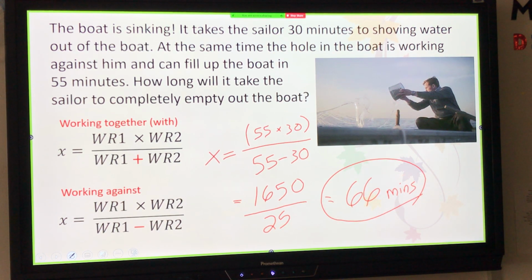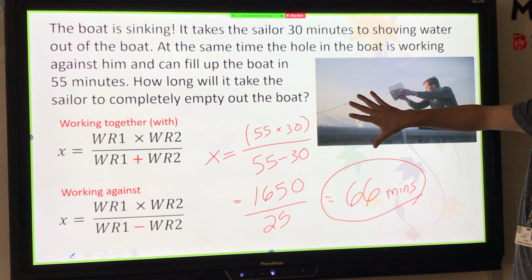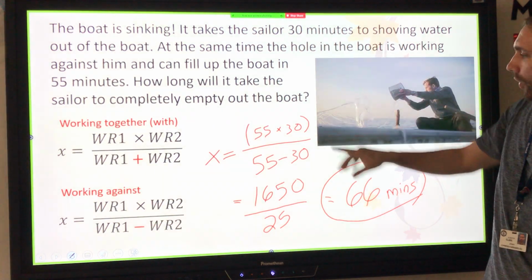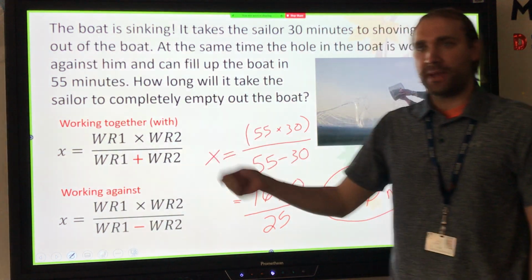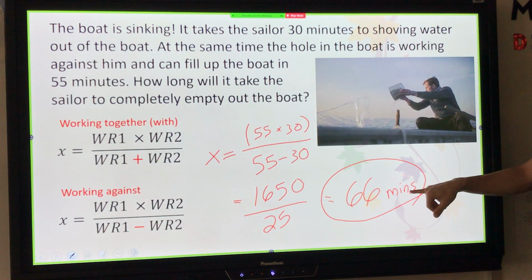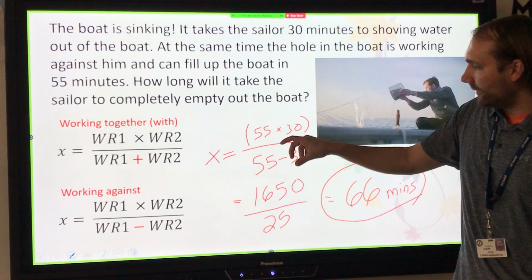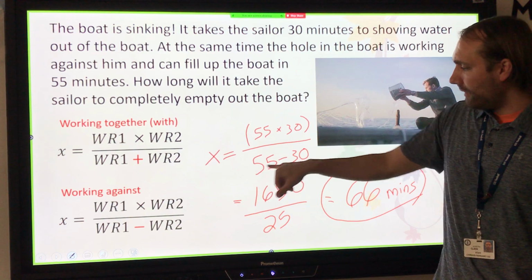So if there was no hole in the boat, and his boat was completely filled with water, it took him 30 minutes. But since the hole is working against him, it's filling the boat up as he's emptying it, it takes him 66 minutes now.